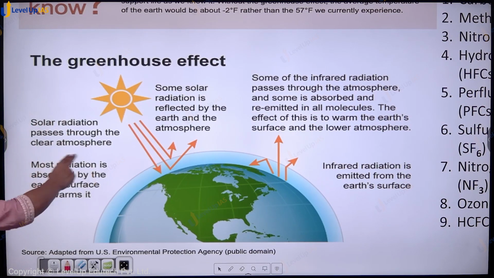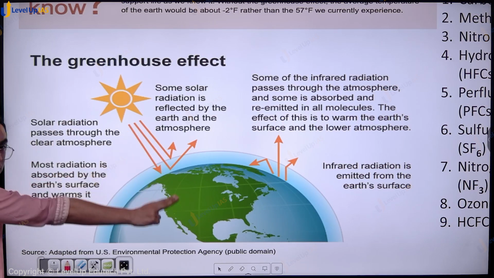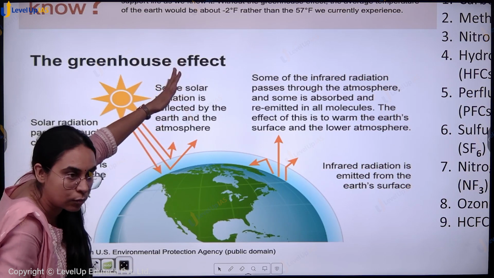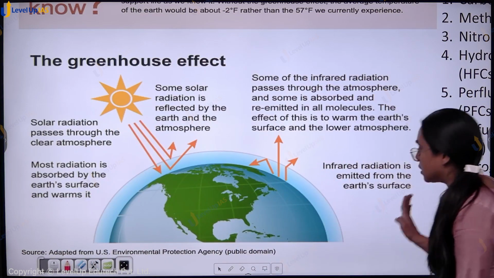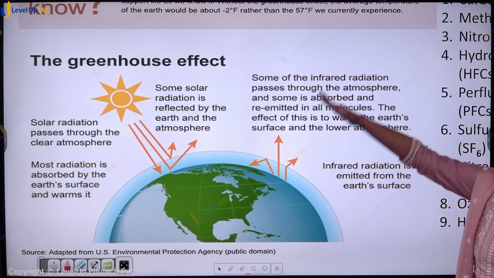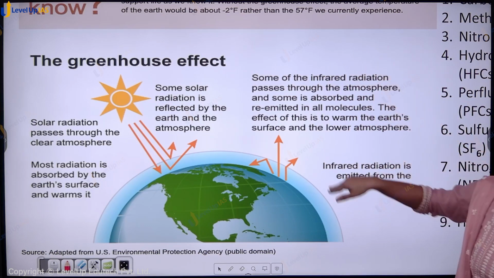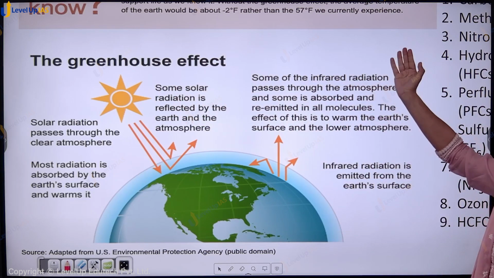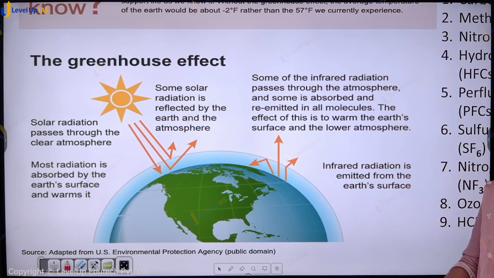First, solar radiation passes through the clear atmosphere. Most radiation is absorbed by the Earth's surface, which warms it. Some solar radiation is reflected by the Earth and the atmosphere, albedo. Most will warm the surface. The Earth's surface absorbs the heat and emits infrared radiation. The infrared radiation is absorbed by the atmosphere. This is long wave. Solar radiation is short wave. This one is absorbed, and then that heats and redistributes your heat. This is your greenhouse gas.